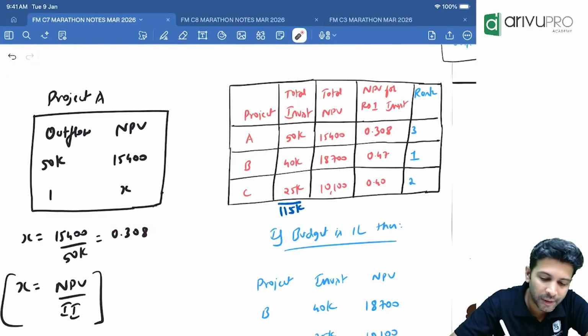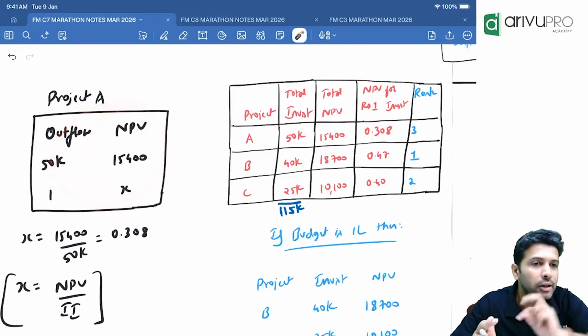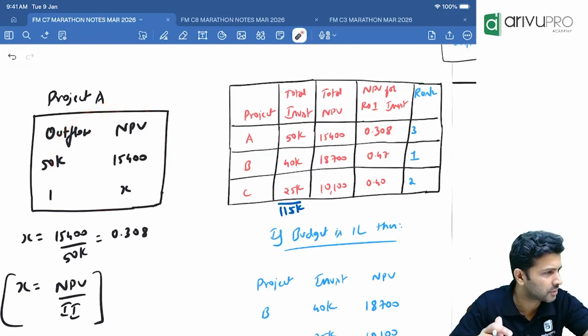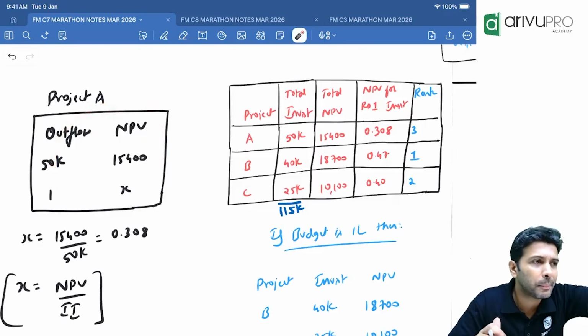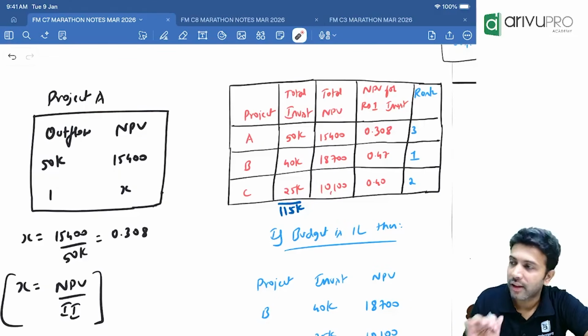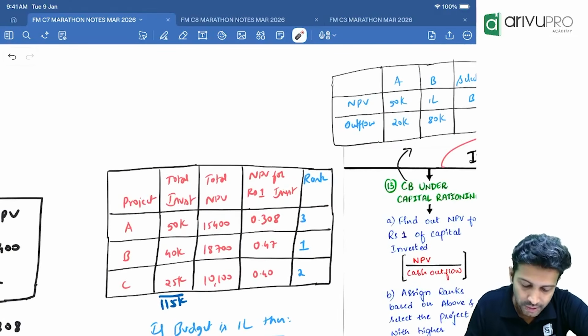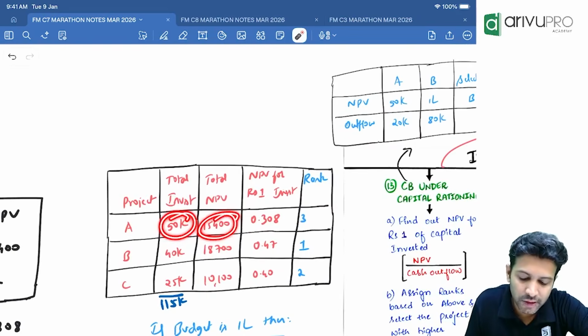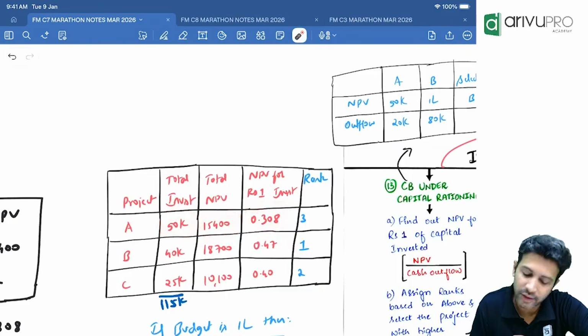Okay, if you forget the formula, you can build your formula using this particular cross multiplication. But the simple way is the formula. What is that? NPV divided by initial investment. That you calculate for every project. So 15,400 divided by 50,000 is 0.308. Calculate for B also.